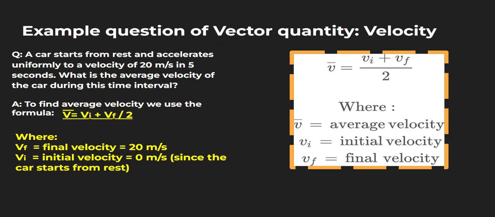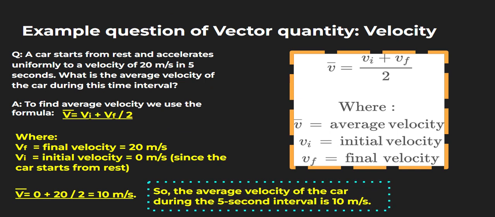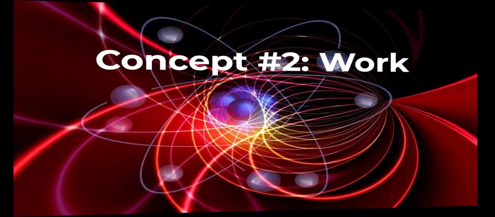Now we will just plug in what is given to us: our final velocity, which is 20 meters per second, and our initial velocity, which is 0 meters per second. The reason why it's zero is because the car starts from rest. When you plug those into the formula, you'll get a total of 10 meters per second. So the average velocity of the car during the 5-second interval is 10 meters per second.